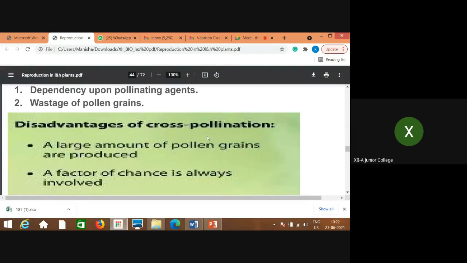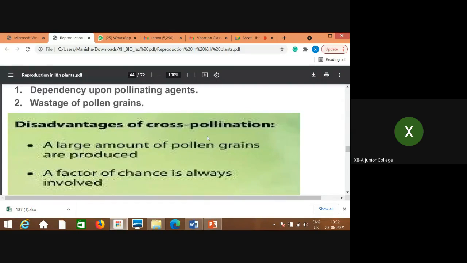And as there is dependency, the number of pollen grains produced should be more. So most of the time, especially in case of wind pollinated plants, there is wastage of pollen grains. So loss of energy is there. A lot of energy is wasted during that process. Then a large amount of pollen grains are produced, as I told, and there is wastage of pollen grains.